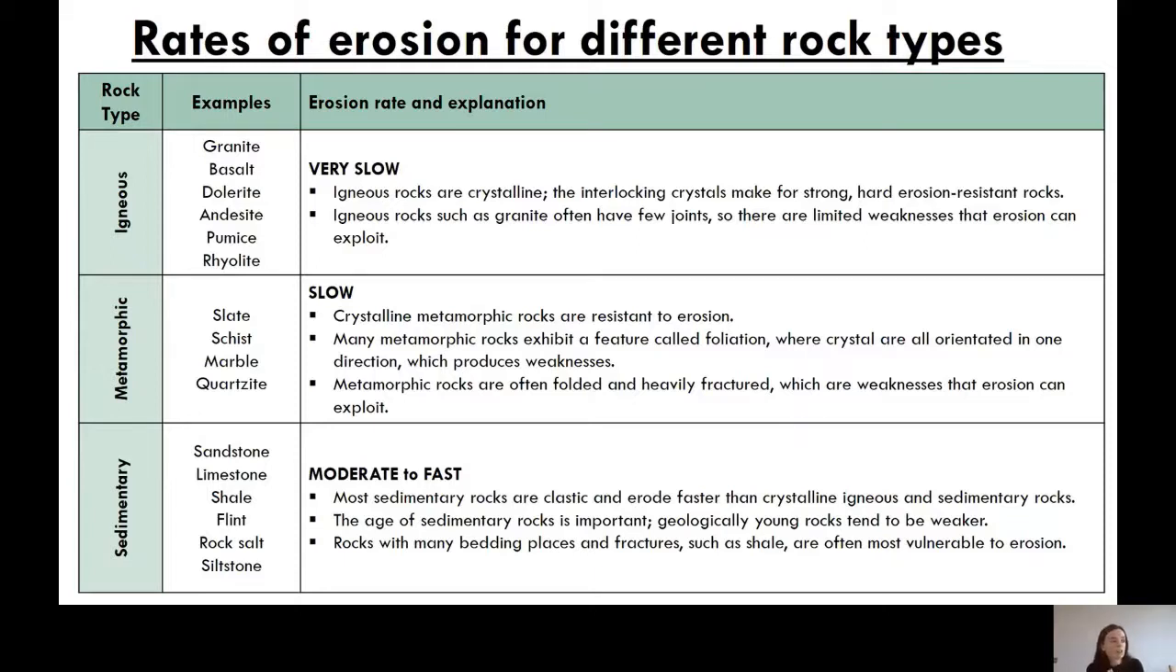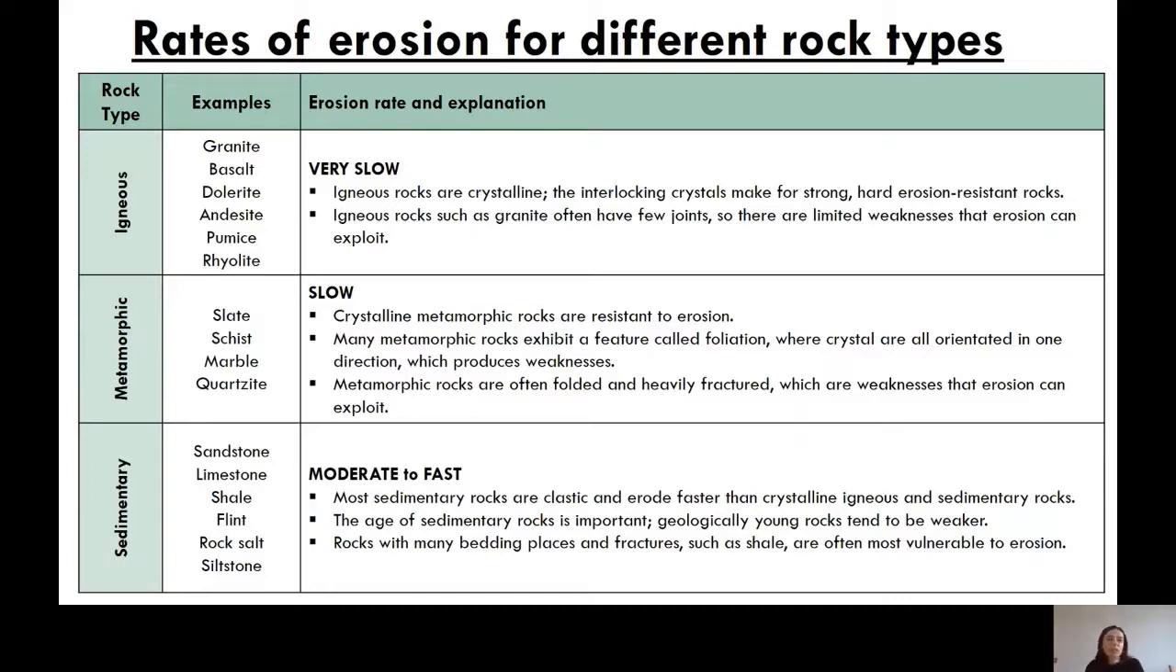And then the softest rock is sedimentary, which erodes at a rate of moderate to fast, and sandstone, limestone and shale are examples here. So most sedimentary rocks are clastic. They are kind of a mashup of different types of rock, all mashed together. So they have a lot of bedding planes and fractures, which are vulnerable to erosion. They're also quite weak, so they are softer.